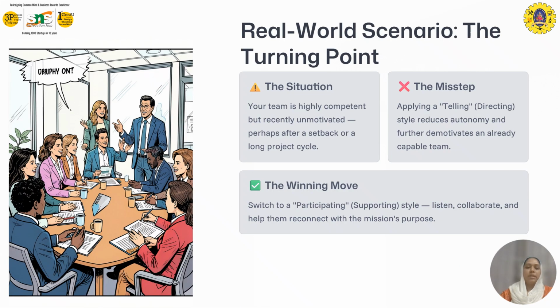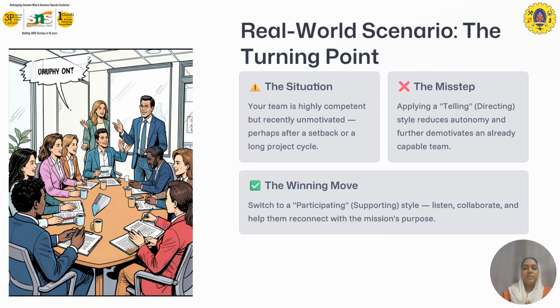The next topic is a real-world scenario of a turning point. If the team has been working on a project for a long time, they may sometimes fall back into being unmotivated. When they are not motivated, the project life cycle suffers a setback. Telling, that is direction, or a style that removes autonomy, further demotivates the already capable team. So the winning move is switching to participating.